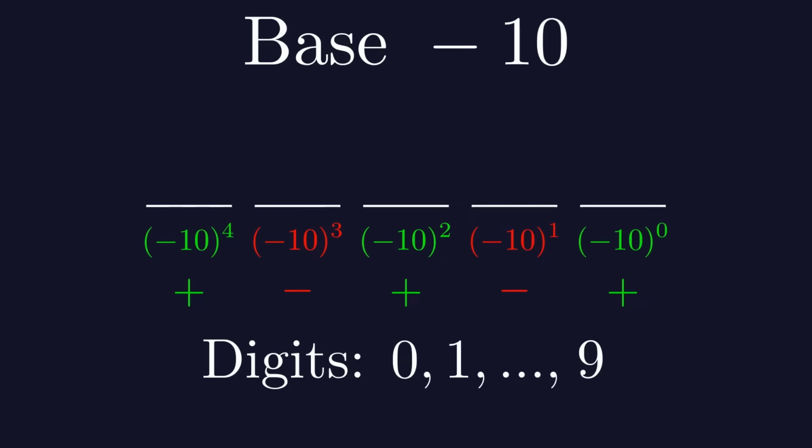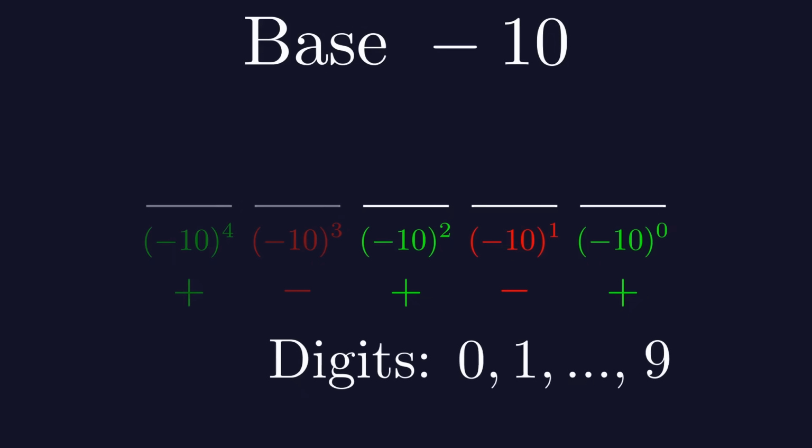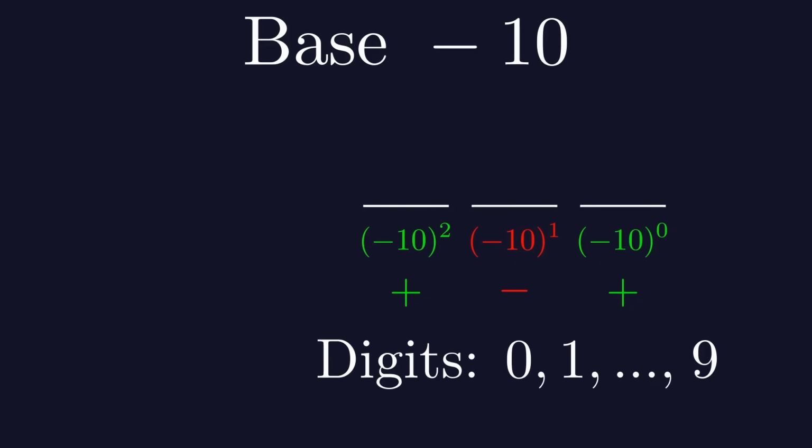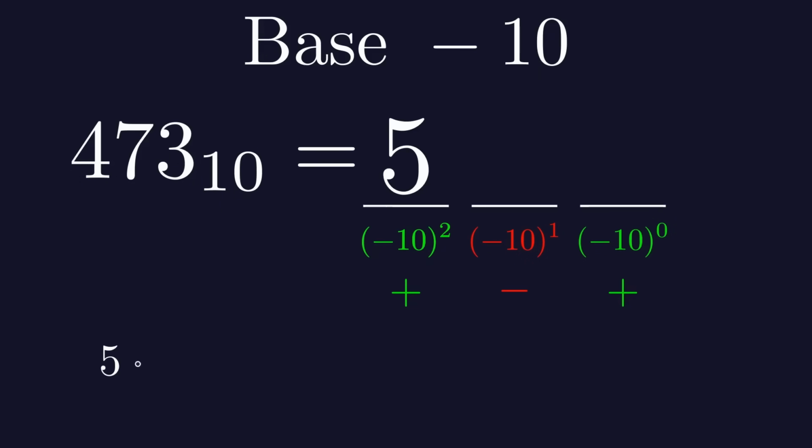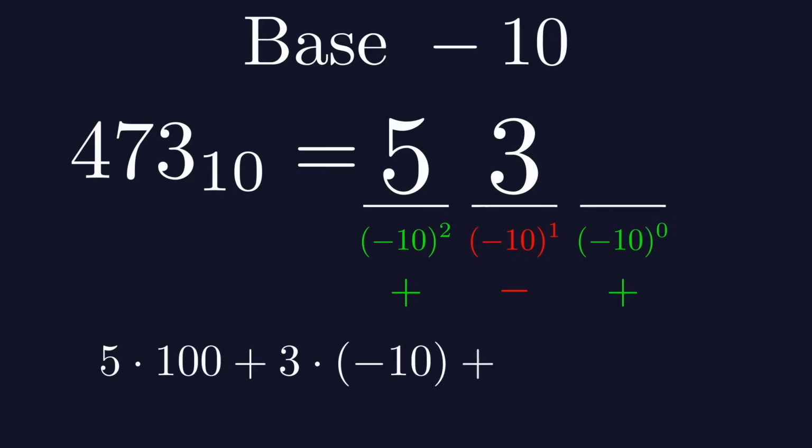But the numbers written in base -10 don't look like those in base 10. Because the odd powers of -10 are negative, the numbers in this base are built differently. For example, to express 473 in base -10, we first have to take 5 hundreds, then add 3 -10s, and add 3 units.